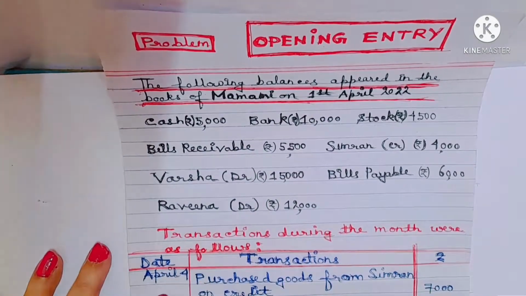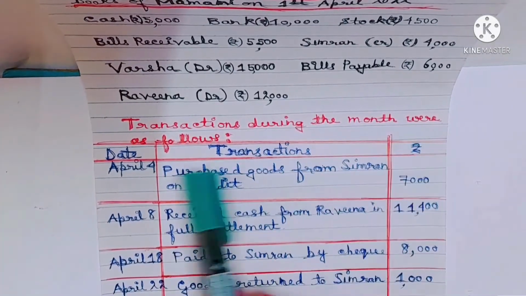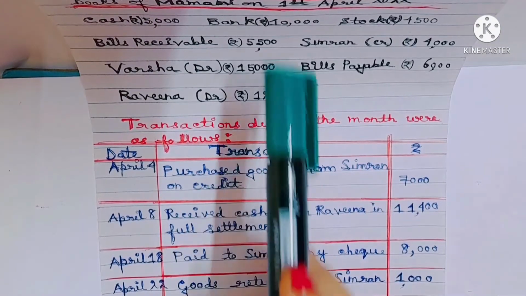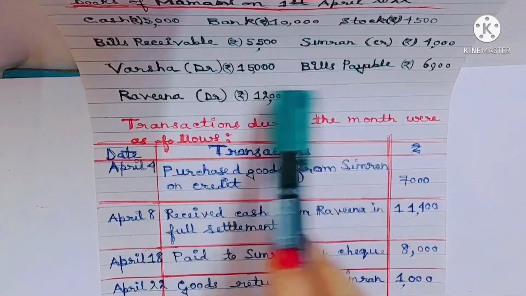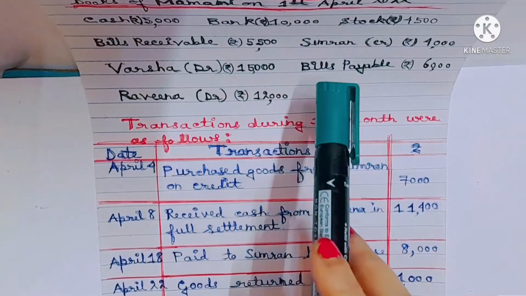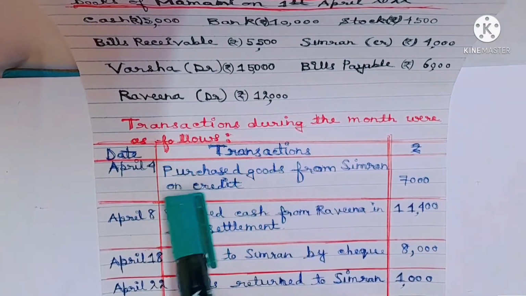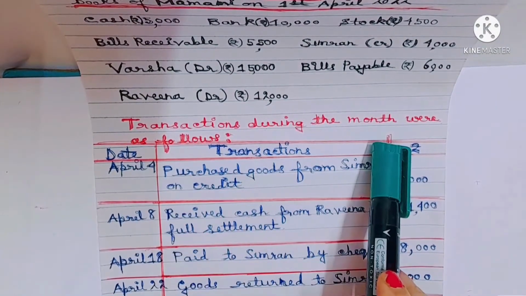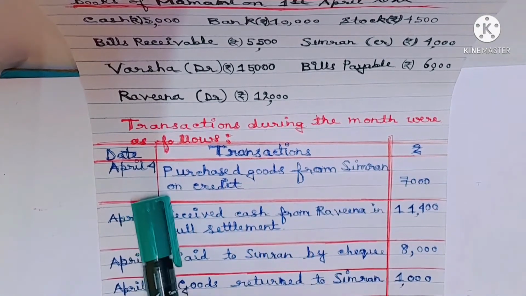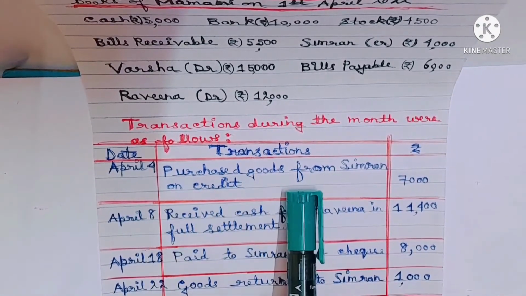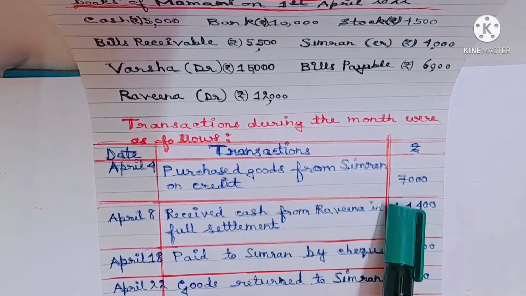Let's go through it. Now see, transactions during the month were as follows. Along with the opening balances of assets and liabilities, some transactions have also been given. So what are they? On 4th April, purchase goods from Simran on credit 7,000.